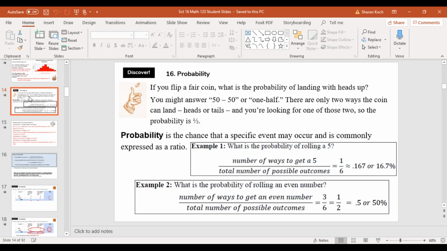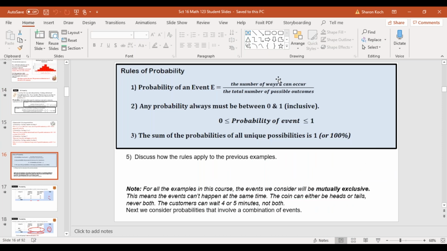Okay, so in general, the definition for finding a probability is the number of ways that the event can occur. So in other words, what are we looking for out of the total possible outcomes? In other words, the part that I'm looking for out of the whole, all the possibilities there.